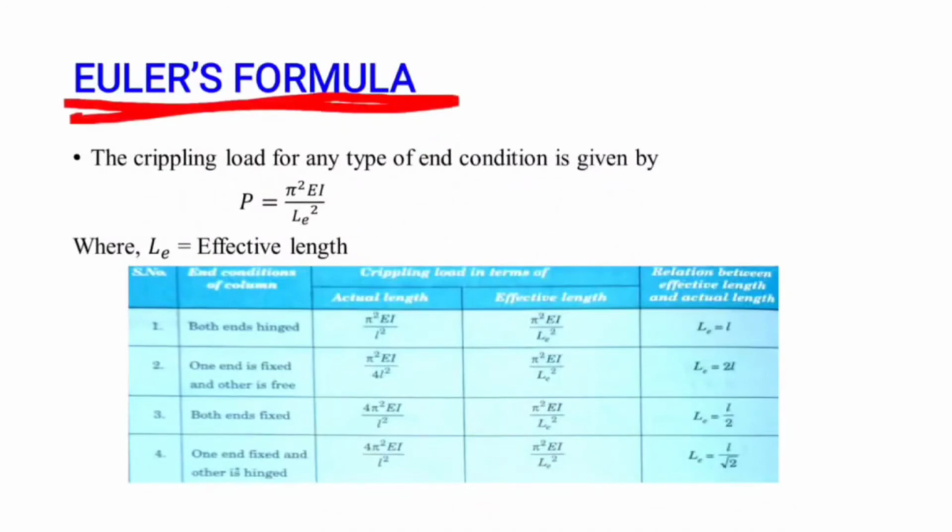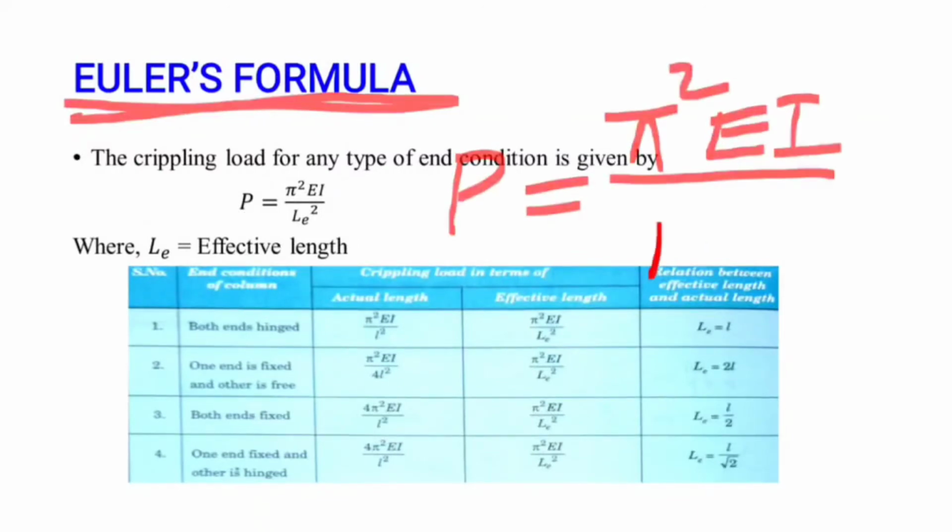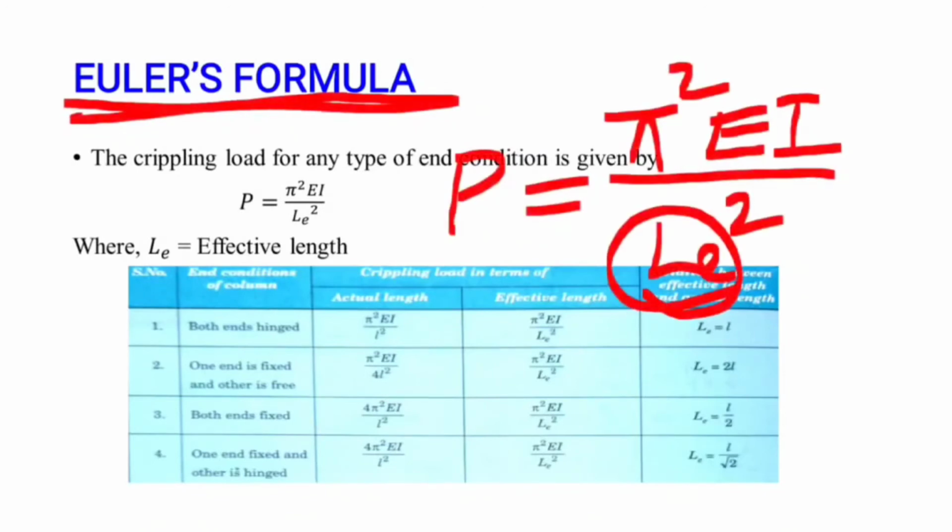Euler's crippling load for any type of end condition is given by P equals pi square EI by LE square. LE means effective length. There are four end conditions. Based on the four end conditions, we have a different effective length value.